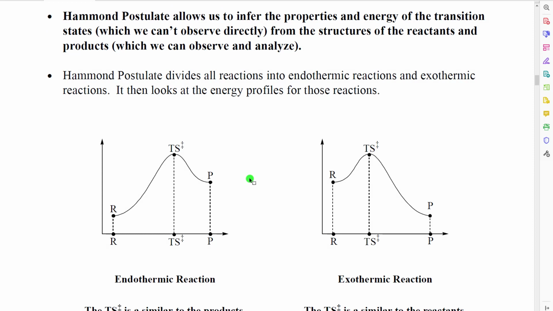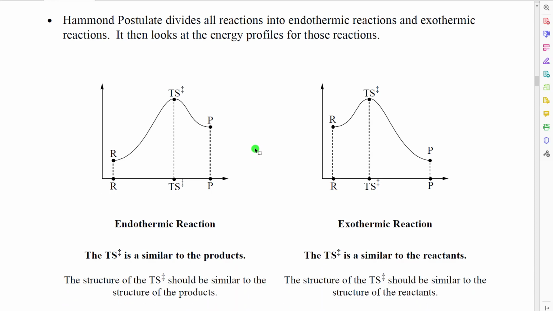We can, however, make a guess about the properties and energy of the transition state by looking at the structures of the reactants and products and the way that the energy changes as they move from one to the other. This was first proposed by a scientist from Caltech named George Hammond, and it has become known as the Hammond Postulate. The Hammond Postulate isn't perfect, but it relies on some pretty simple assumptions that are fairly reasonable in many cases.